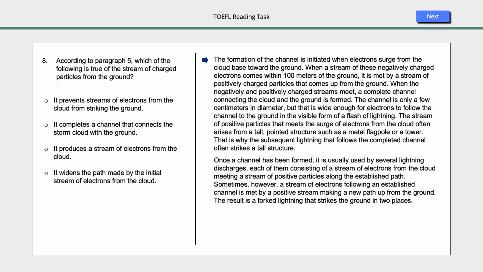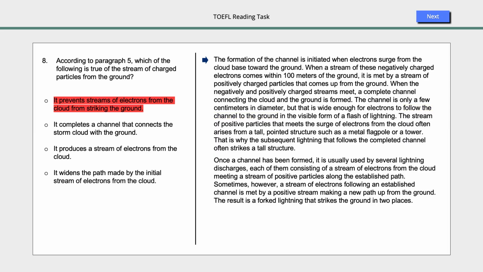Question 8 asks, according to paragraph 5, which of the following is true of the stream of charged particles from the ground? The first option says, it prevents streams of electrons from the cloud from striking the ground. And the passage says that electrons from the cloud follow the channel to the ground. So this option is incorrect because they're not prevented from going to the ground.